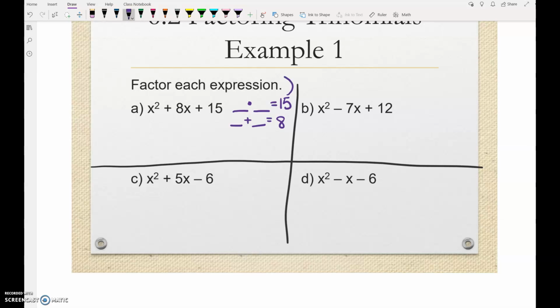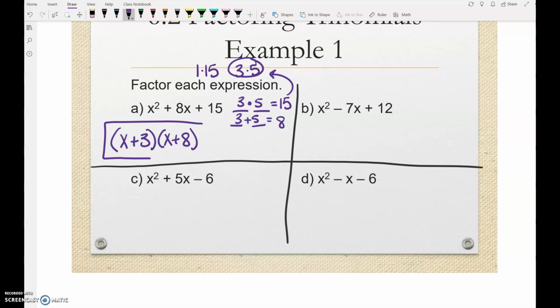The best thing to do is think about 15. We can multiply 1 times 15 to get 15, or 3 times 5. Once you have the list of ways to get 15, look at those options and think, how can I get 8? If I do 3 plus 5, I can get 8, and 3 times 5 is 15. Those numbers become the factored form. Our factored form is x plus 3, x plus 8.